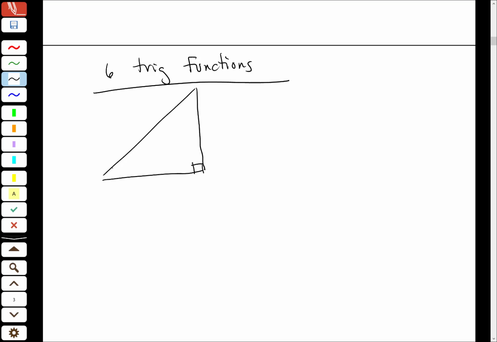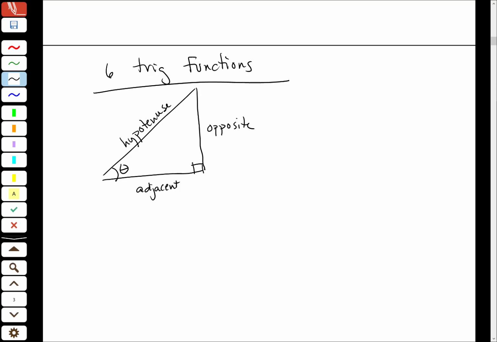So if I have this triangle, and let's say this is the angle I'm talking about, from this angle theta, this side is called the opposite side. This side is called the adjacent side. And what side is opposite the right angle? What's this one here? Hypotenuse.